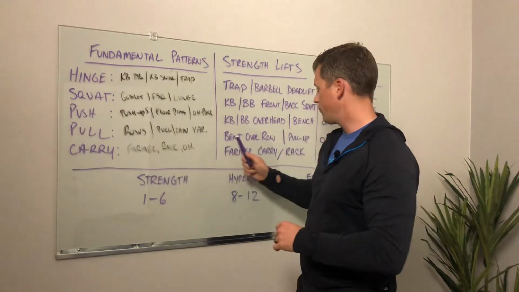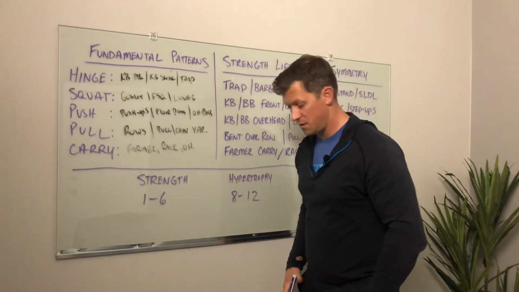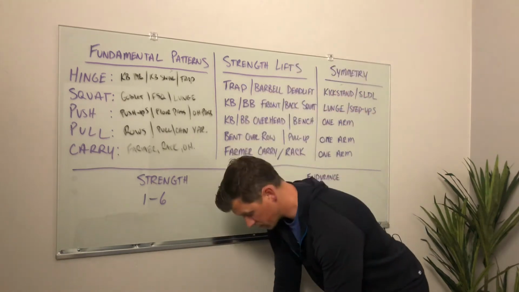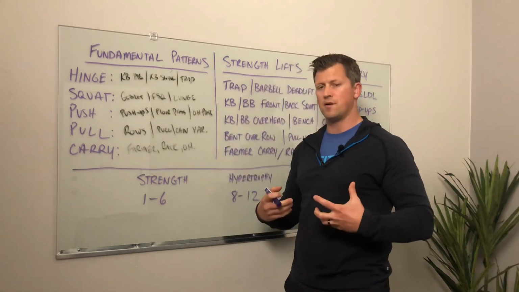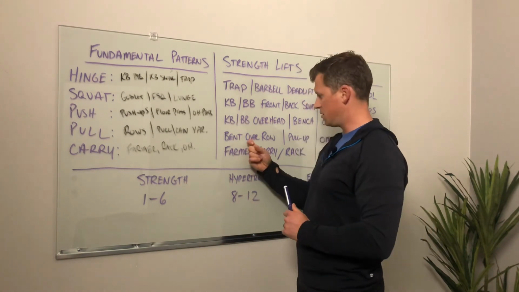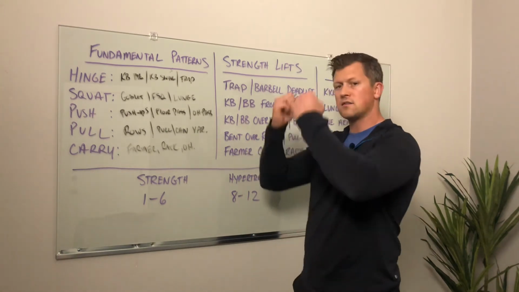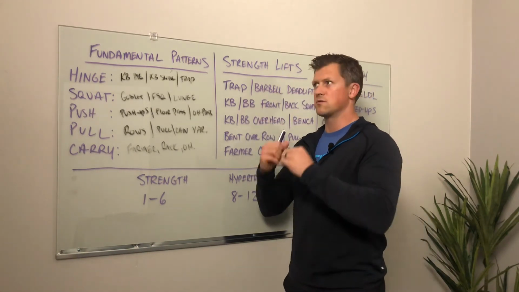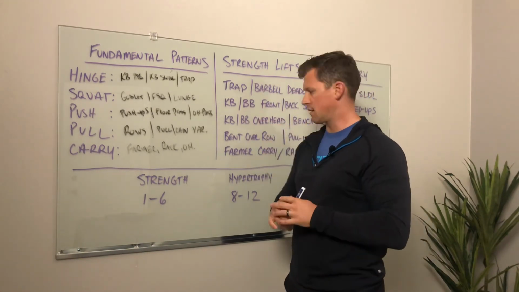In the pull, well, the big one in the pull is going to be bent over rows. If we start getting into barbell, kettlebell bent over rows, that requires a lot of upper body tension and back strength to do those rows. So that's going to be a big lift here. And then any type of vertical pulling. If we can get to pull-ups, chin-ups, those are a big, massive strength lift.